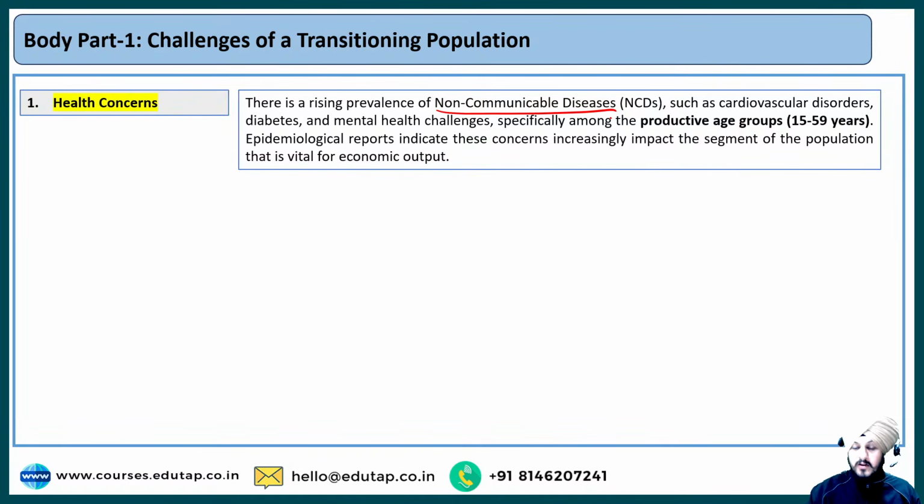When we talk about health concerns, the Economic Survey very clearly talks about non-communicable diseases, right? It talks about the prevalence of non-communicable diseases in the Indian population, such as cardiovascular diseases, diabetes, and mental health challenges, specifically among the productive age group, that is between 15 to 59, which is very crucial as far as our demographic dividend goal is concerned, right? This age group is suffering. There is a high prevalence of rising non-communicable diseases, right?